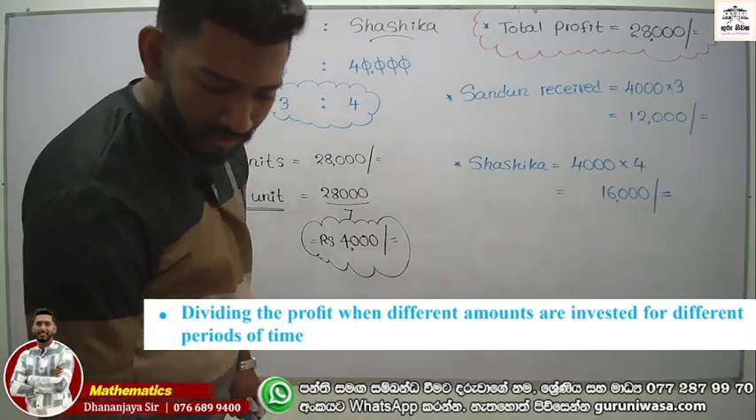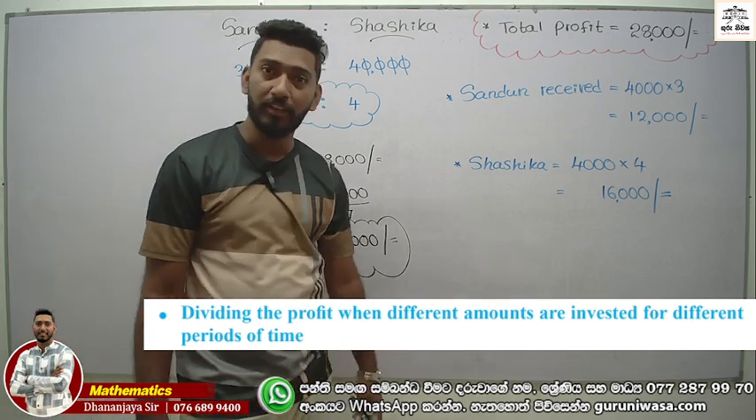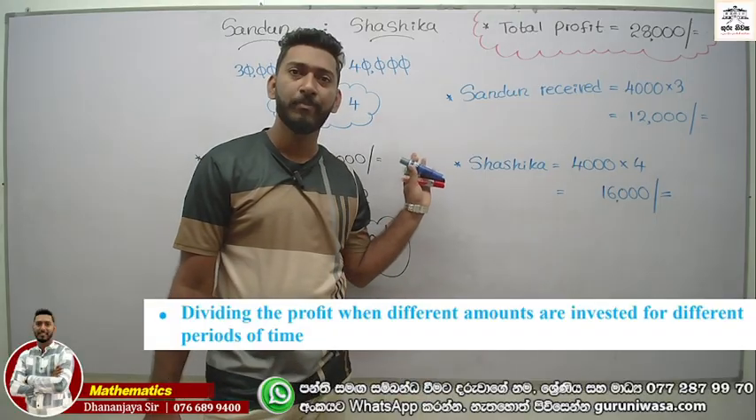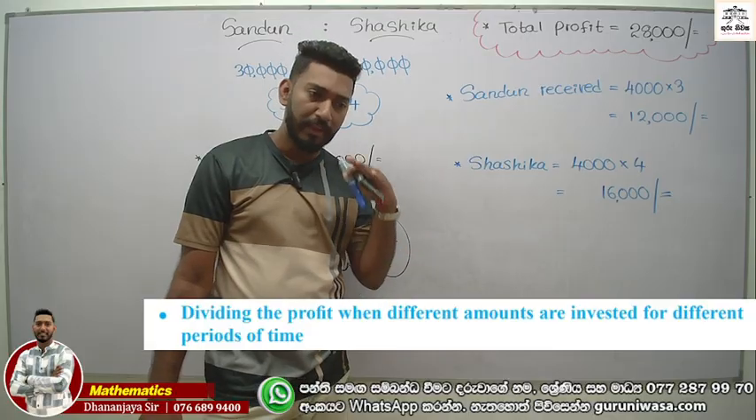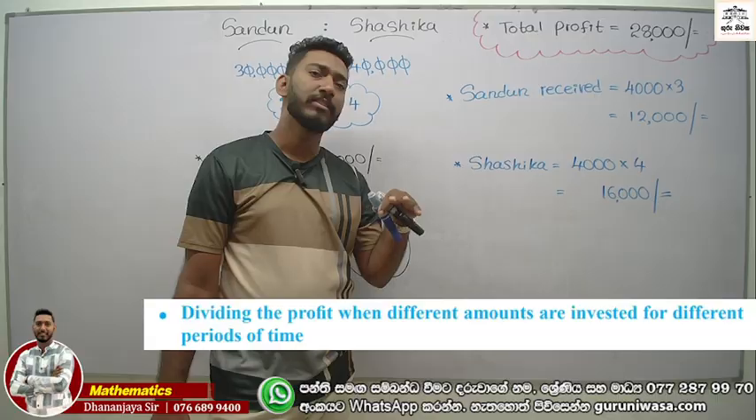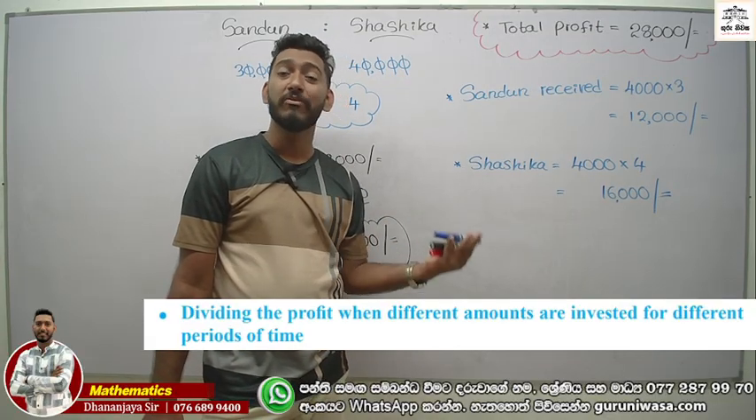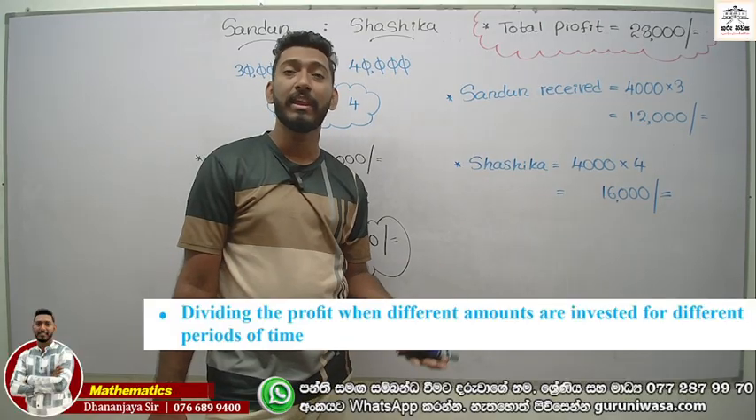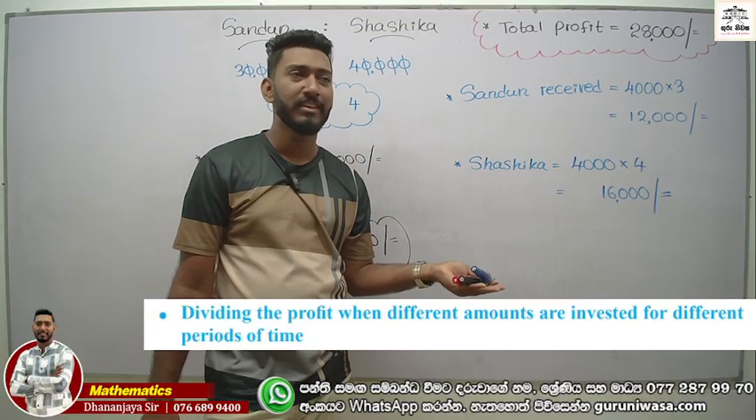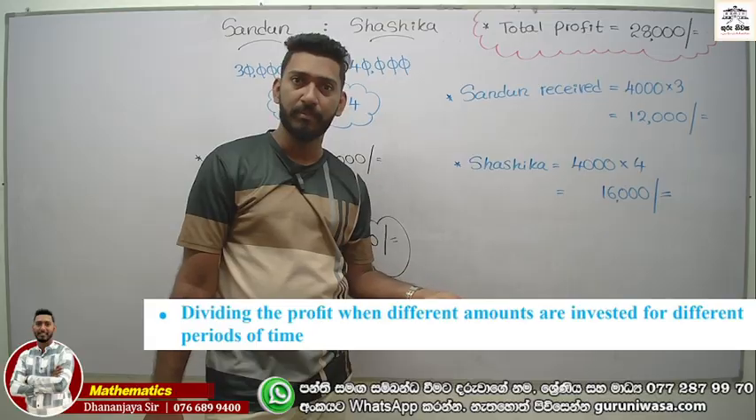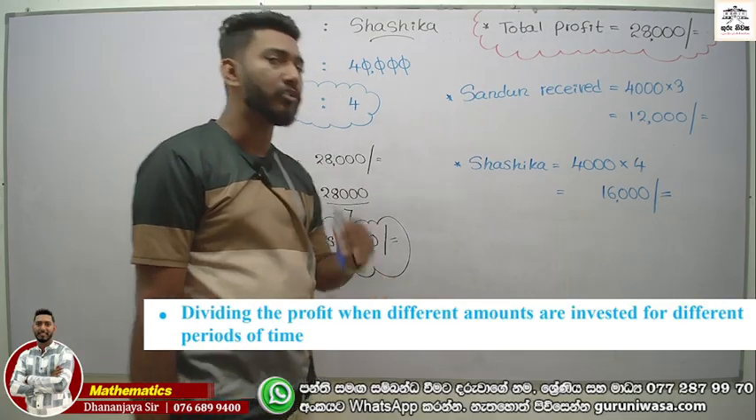Okay. Now, look at the next topic. Now we are going to discuss the first one: different amounts but the same period. Now, in this case, dividing the profit when different amounts are invested for different periods of time. Then the investment amount is different and the investing time period is also different, so the duration of the investment is also different. Now write the topic. Hurry up.